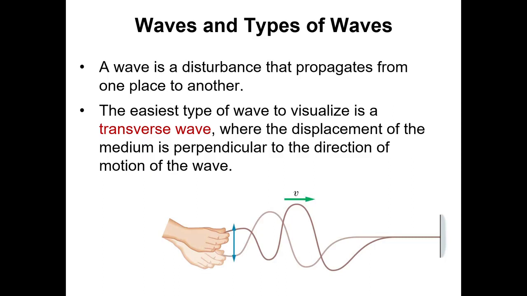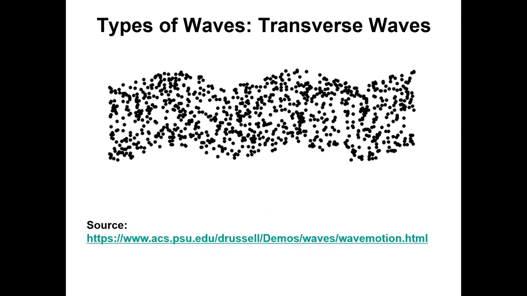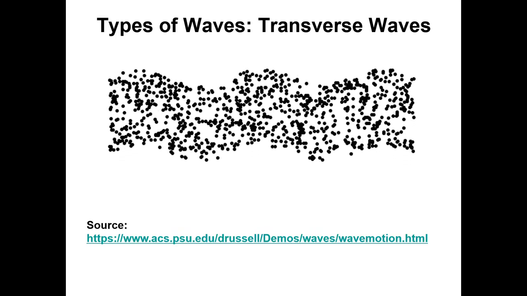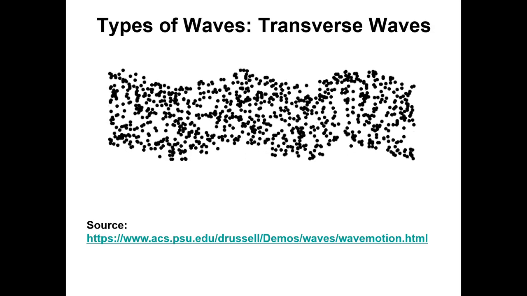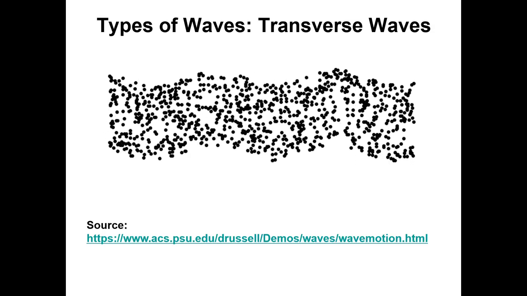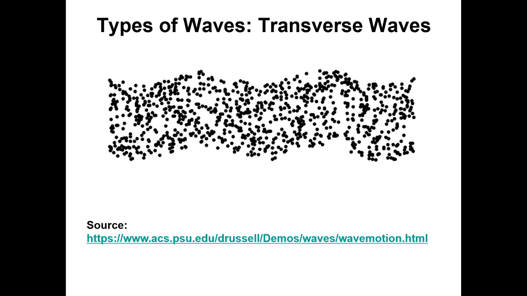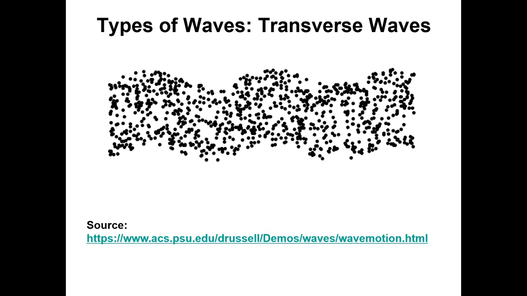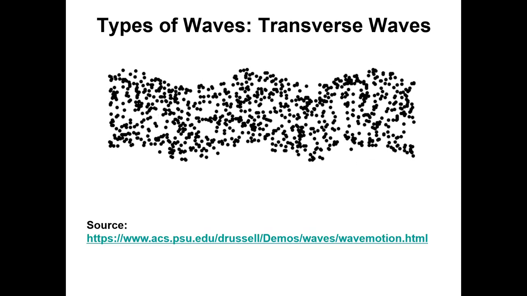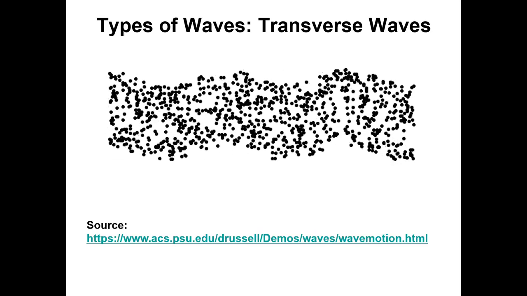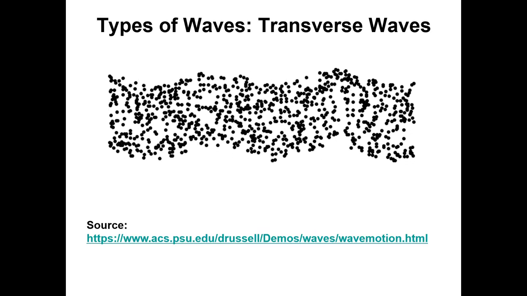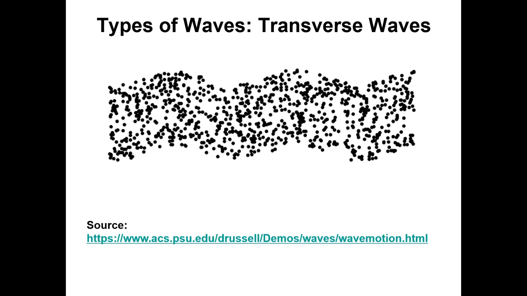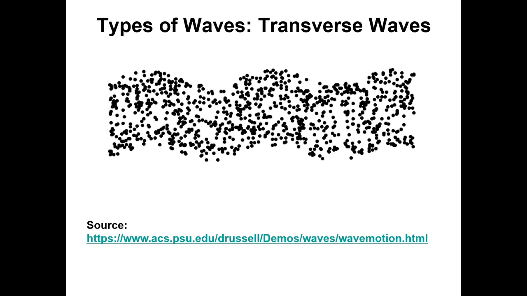And to get a better visual of this, let's check out this simulation here from Penn State. Look at this wave, the bumps are moving to the right, but look at the individual particles. Just focus on any of the dark dots. All the dots are moving up and down, but their motion up and down creates a wave that's moving to the right or to the left. So the motion of the individual dots up and down is perpendicular to the motion of the wave. In this case, it's to the right. So up and down is perpendicular to the right.